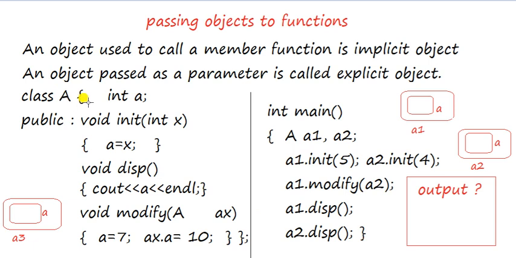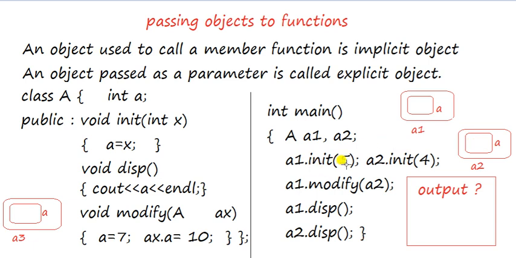This is a class A, a general class with attribute A, and init and display are the functions to initialize and display A. This modify is a function which will modify two objects, one implicit and the other explicit. See, in main I'll be creating two objects. So when I create two objects A1, A2, memory will be allocated like this: A1's A memory and A2's A memory will be created.